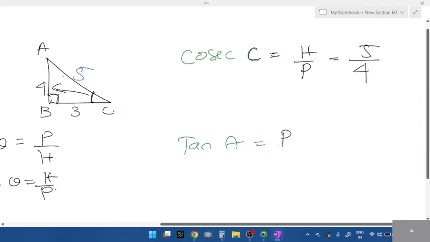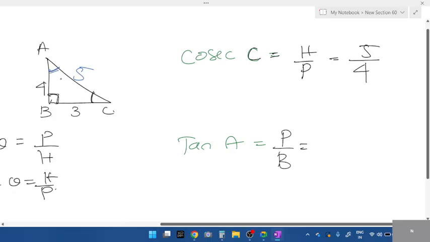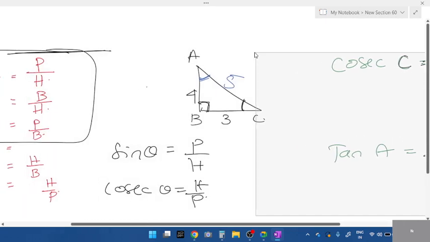Next, what is tan? With respect to angle A, not C, which is perpendicular? 3 by 4. Okay, with respect to tan, angle A, students, the other meaning for perpendicular is opposite, 3 by 4. Is this clear? So this is how ratio works: sin, cos, tan, cot, sec, cosec.